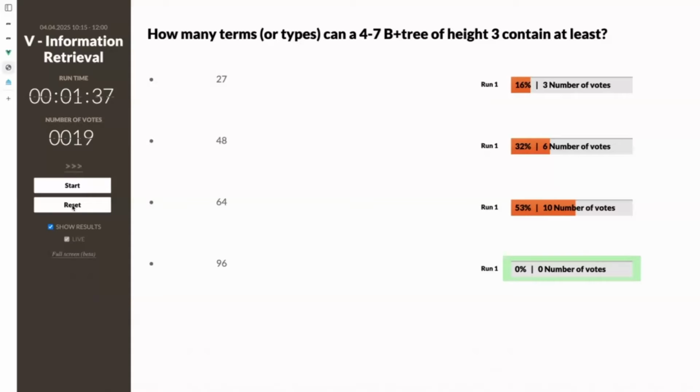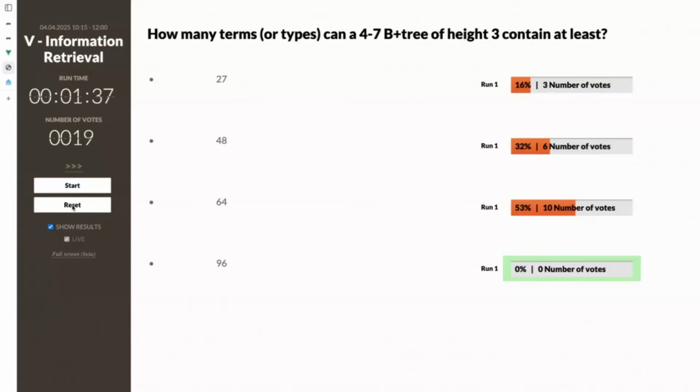So now we are looking at the minimum number of terms that we have to have in such a 4-7 B+ tree of height 3. So height 3 means that we have the root, then a first layer, then a second layer, and then the third layer that has all of the actual terms, right? Because in a B+ tree, the terms are at the leaves.